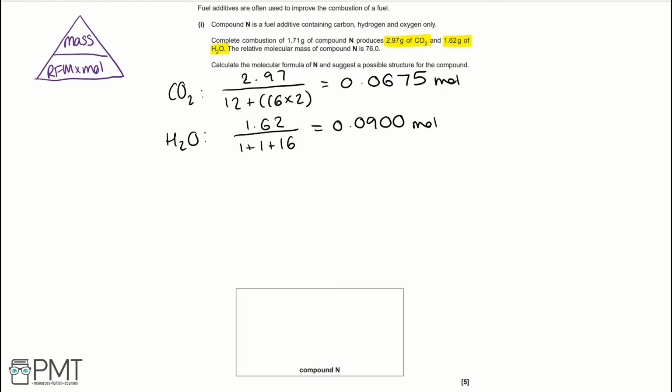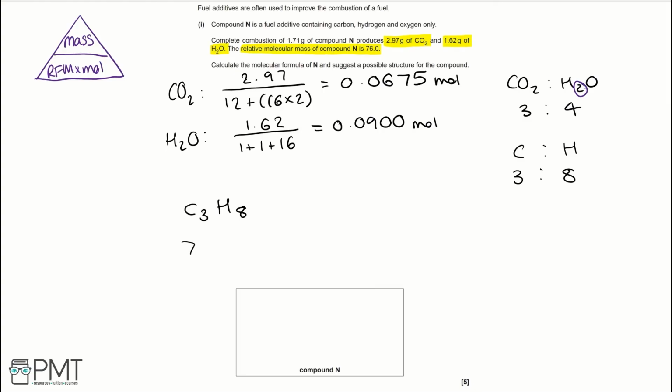Then we need to work out the ratio of carbon to hydrogen. So carbon dioxide to water is 3:4, but there are 2 hydrogens in water, so that means the actual ratio of carbon to hydrogen is 3:8. So then we can work out the molecular formula will be C3H8, and then we need to work out how many oxygens there are, so we can use the relative molecular mass of 76 to work this out.